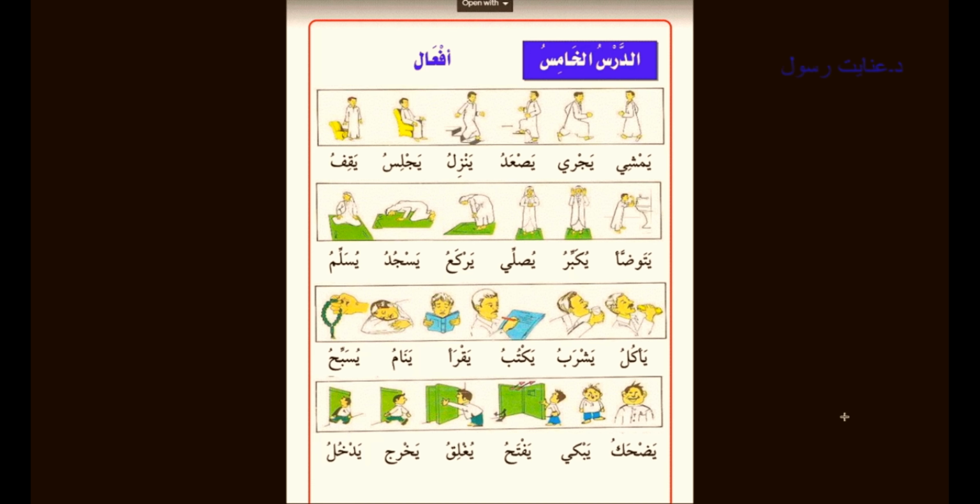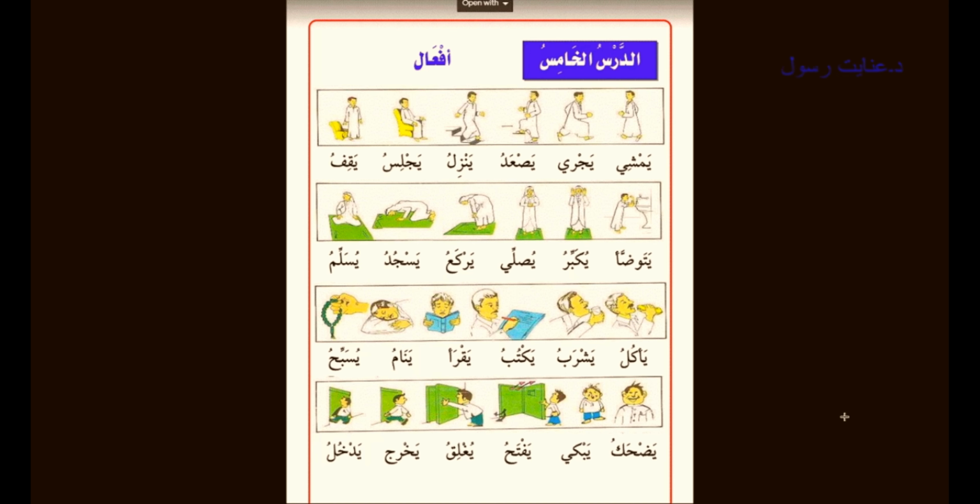Likewise, huwa yanzilu, hiya tanzilu, anta tanzilu, anti tanzilina, ana anzilu, nahnu nanzilu. Huwa yajlisu is sitting, hiya tajlisu, she is sitting. Anta tajlisu, anti tajlisina, ana ajlisu, nahnu najlisu. Huwa yarka'u, hiya tarka'u. أنت تركع أنت تركعين أنا أركع نحن نركع. هو يسجد هي تسجد. أنت تسجد أنت تسجدين أنا أسجد نحن نسجد.